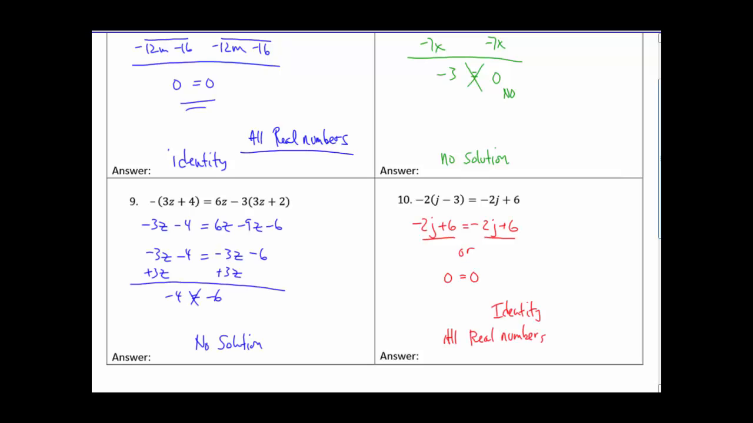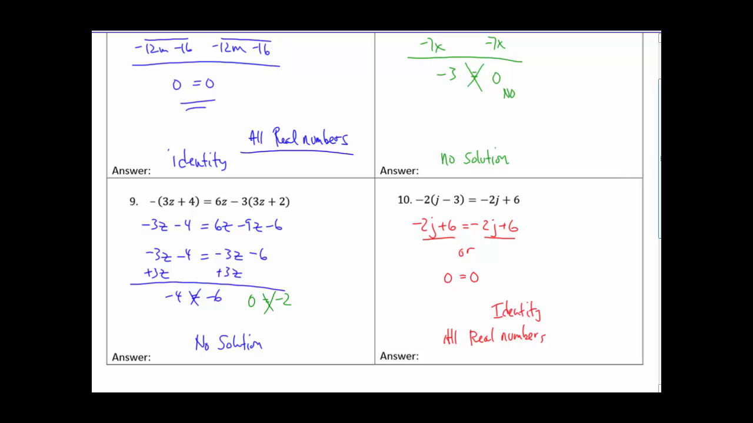Welcome back. Hopefully you got 9 is no solution and 10 was identity or all real numbers. On 9, the z's will drop out, and so therefore we were left with either negative 4 is equal to negative 6, which is not true, or if you actually move the 4 over, you would get 0 is equal to negative 2, which is not true also. So therefore no solution.